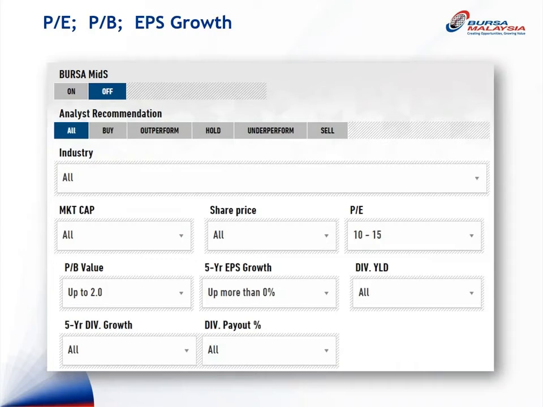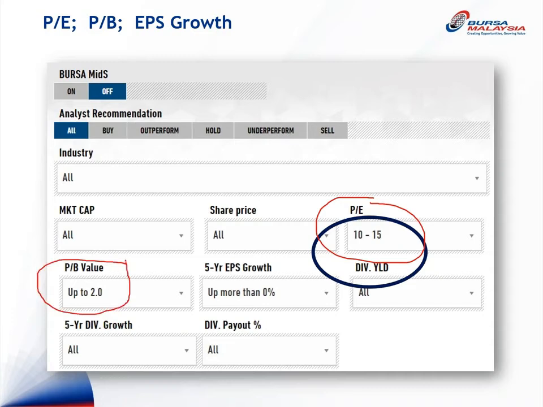In this case, we screen by fundamental ratios or financial ratios. We will use the PE, the price to book, and earnings per share growth. So I pick up certain signals from here. Let's say, for example, PE ratio, I need something that is 10 to 15. Then price to book is below 2. And earnings growth, I need something that is growing.